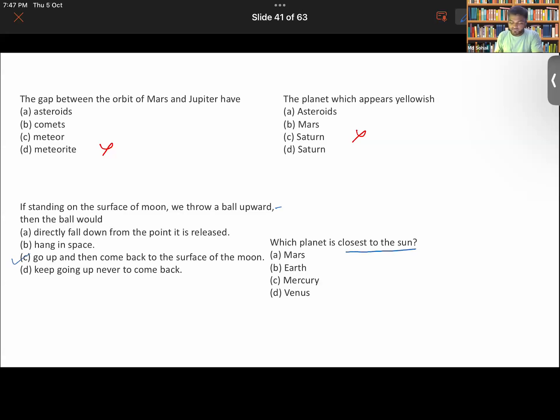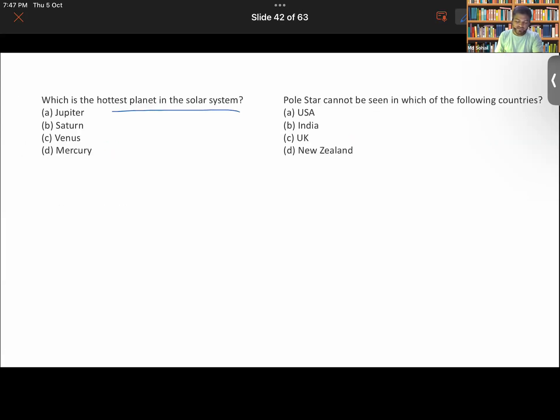Which planet is closest to the sun? Sir, Mercury. Mercury. Okay. Hottest planet in the solar system. That is obviously Venus. Why Venus? Because of the atmosphere of Venus, sir. Because of the layer of carbon dioxide. Exactly. Both the answers are correct. The atmosphere of Venus is very thick and it consists of an abundant concentration of carbon dioxide. Yes, sir, it causes a greenhouse effect. Okay, here on Earth too, it causes a greenhouse effect.